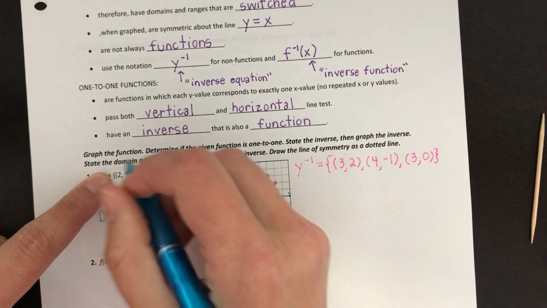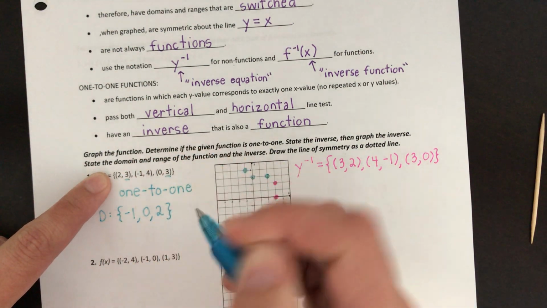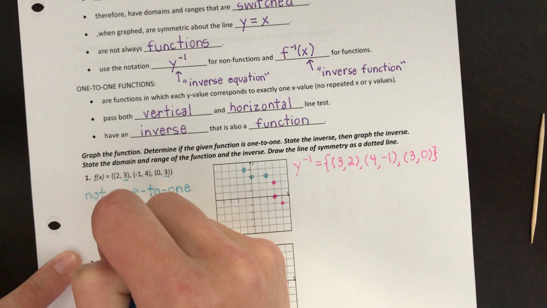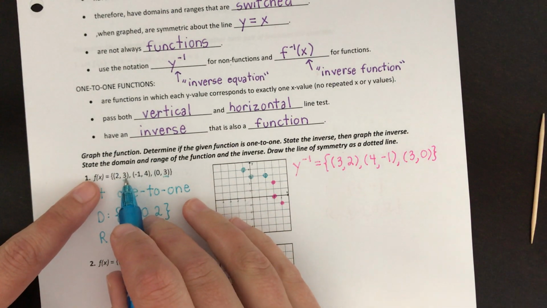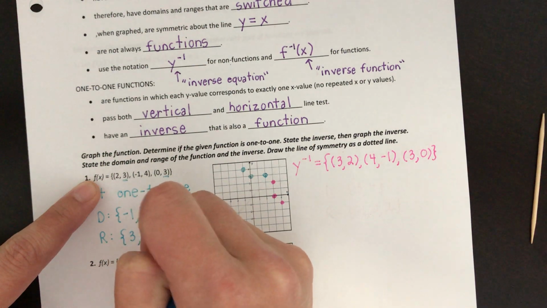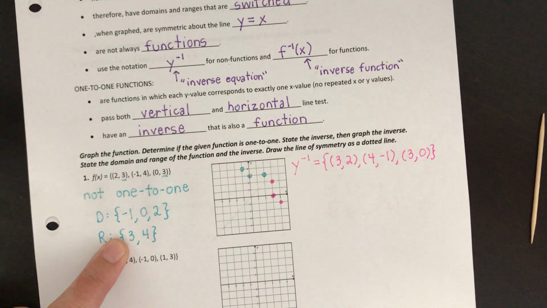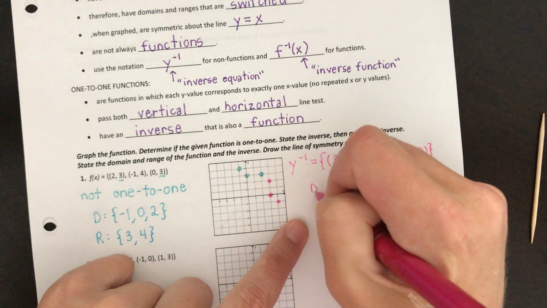But remember, I have to put it in least to greatest order, so -1, 0, 2, and don't write repeats. Okay, so there's my domain, here's my range. My range is the y values, so that's 3 and 4, and I don't list repeats, and it is in least to greatest order. Okay, so I've got my domain and range of my function, but now let's do the domain and range of my inverse.